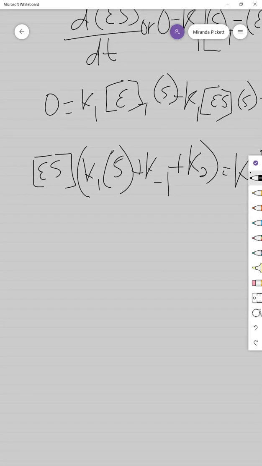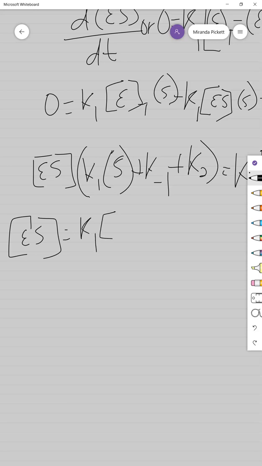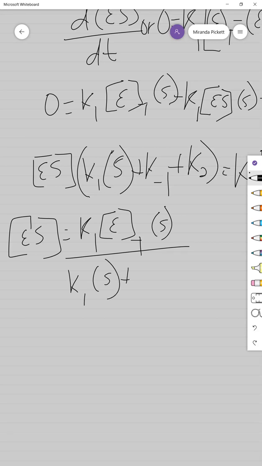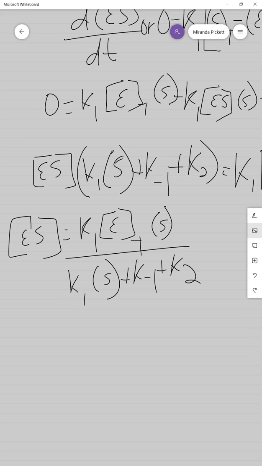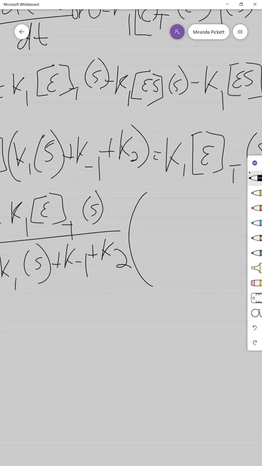Again, we're going to continue to isolate the ES, so in order to do that, we're going to say ES is equal to K1 times our total enzyme times S over K1 times S plus K negative 1 plus K2. And in order to continue that even further, we're going to multiply that whole section that we just did by 1 over K1.